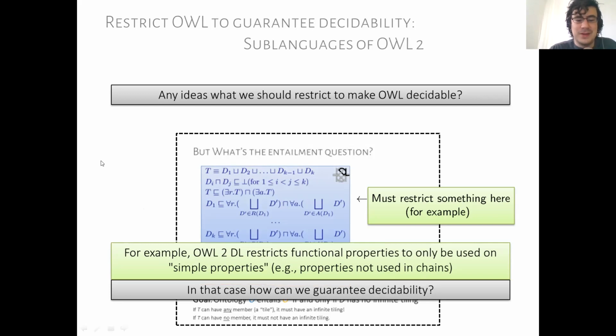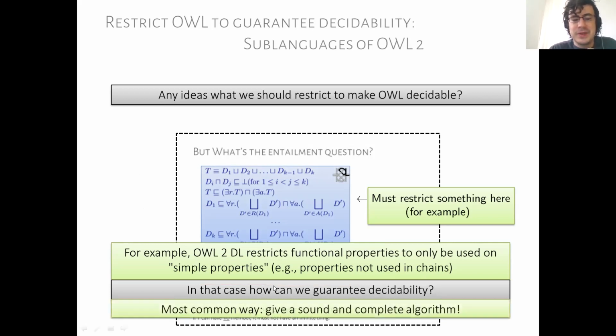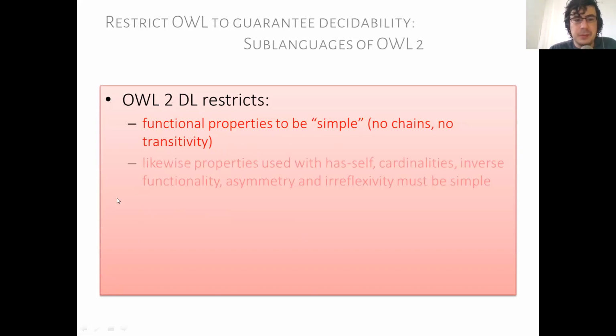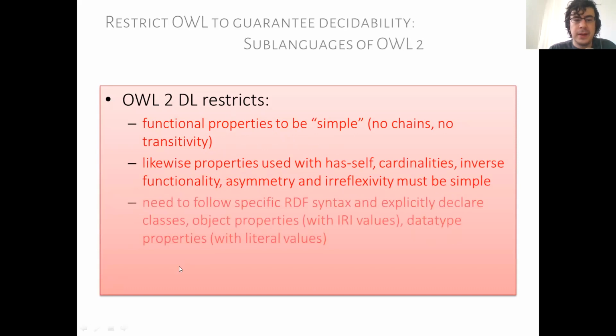The better way would actually be to just give an algorithm, right? So we should give an algorithm that's sound and complete. So it always returns the correct answer and it always halts. So in terms of what OWL2DL restricts, and then we'll talk about the algorithms, it restricts functional properties to be simple. So we have no chains and no transitivity. So this is an important restriction. It likewise restricts properties that are used with has self or cardinalities or inverse functionality. Asymmetry and irreflexivity, they must also be simple. So we can't use those properties as well in chains or transitivity.